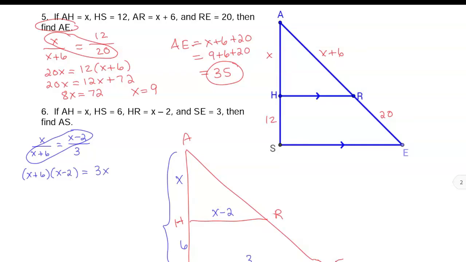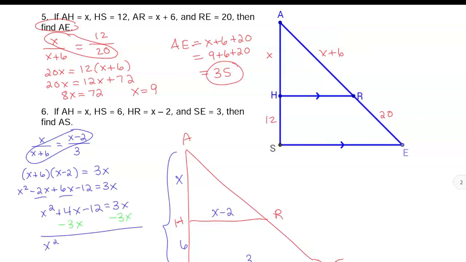So I'm going to have to do 4 multiplyings here on the left. You might know it as FOIL. So first, outer, inner, and last. And then I could put negative 2x and positive 6x together. And then I have to subtract 3x. So I have to solve x squared plus x minus 12.